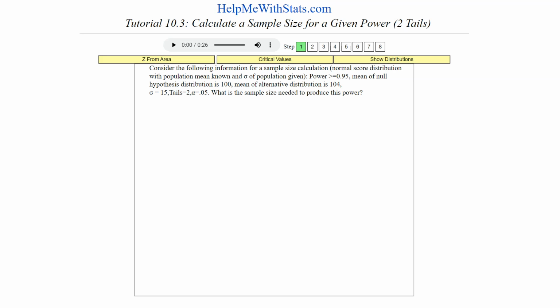HelpMeWithStats.com was used to create this tutorial that can help us calculate a sample size for a given power, 2 tails. Let's work through a problem calculating the sample size for a given power. The population mean is given as 100 and the population standard deviation is 15.